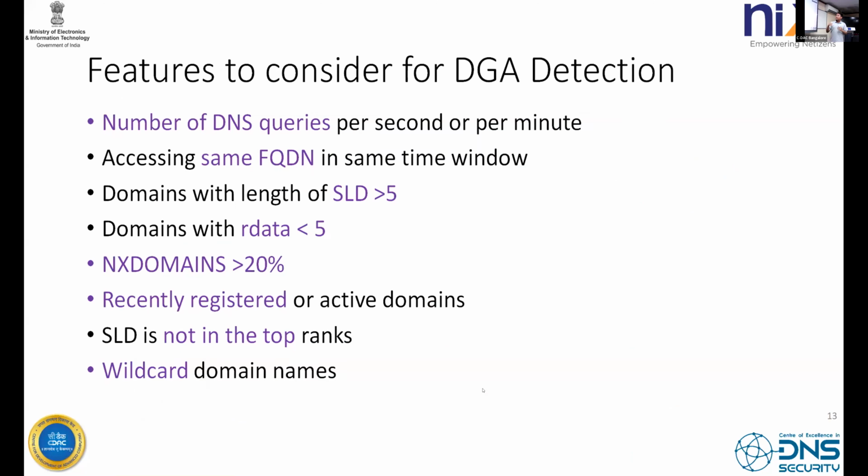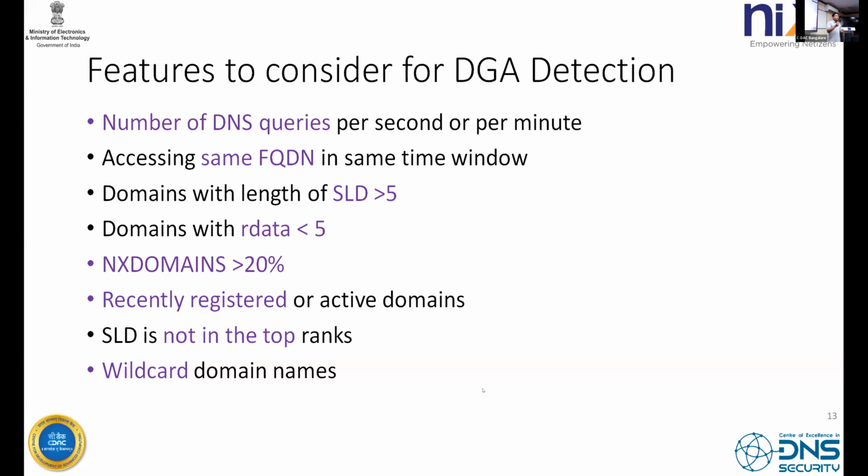Also, accessing the same FQDN, fully qualified domain name, in the same time window. Suppose, for example, some DGA domain like ABC, some random numbers .in or .buzz is accessing the DNS at the same time, repeatedly, meaning some connection is going on. We can consider that as a red flag.